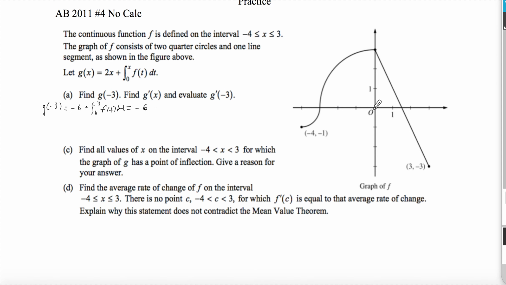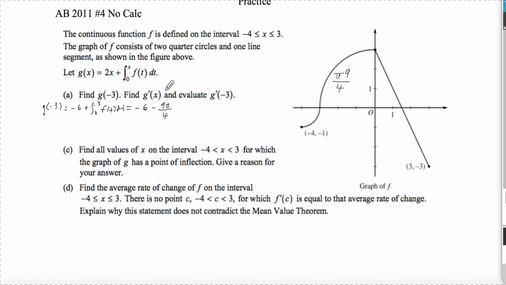So this is going to be -6. This is a quarter circle, right? It's a quarter circle with a radius of 3. So it's pi, radius is 3, squared is 9, divided by 4, since it's a quarter circle. So I'm going to say -6 minus 9 pi over 4.